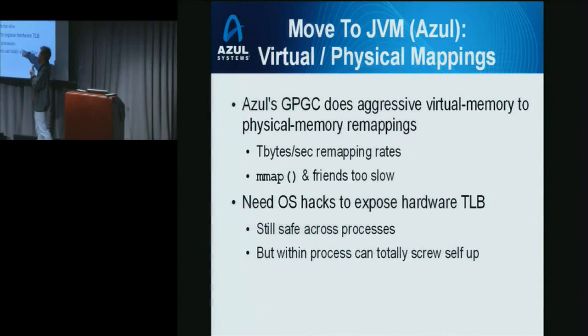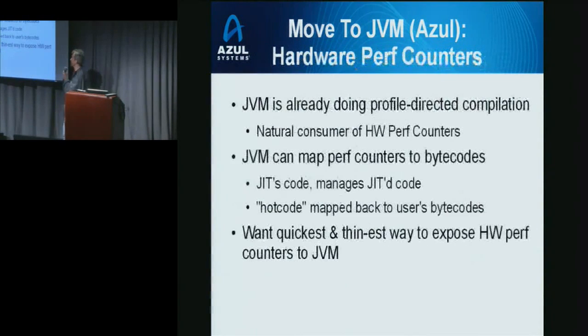This is still going to be safe across processes. You don't break process safety. But if you screwed up within a process, then the JVM's got a bug and it crashes. And JVMs have bugs and they crash. That happens. So this is something we just have to fix. But if we do this, we get this really nice GC, which handles memory of any size with a low max pause.